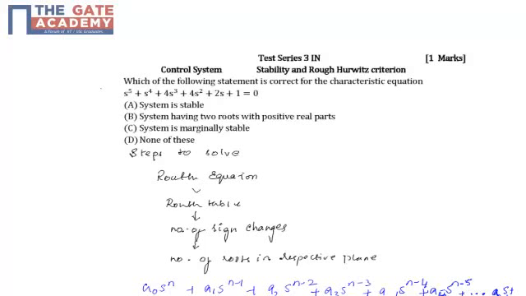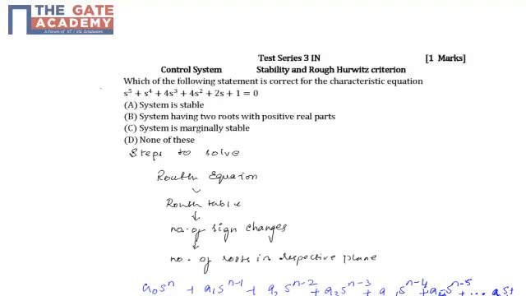Hello, the given question is from test series 3, subject control system and chapter stability and Routh-Hurwitz criterion. Here they have given the characteristic equation. For this equation we have to find if the system is stable, or the system is having two roots with a positive real part, or the system is marginally stable, or none of this.